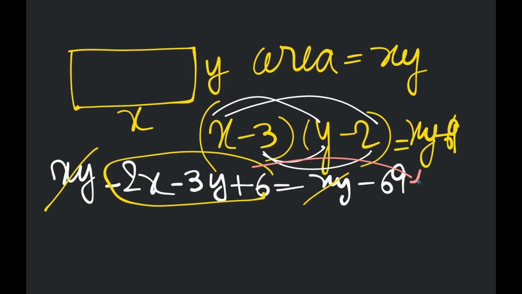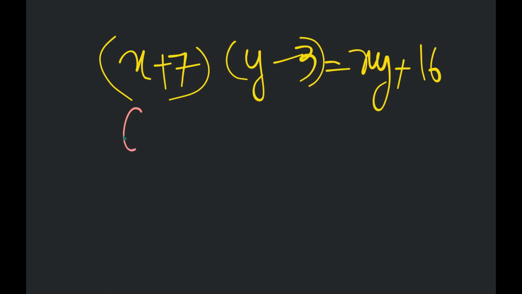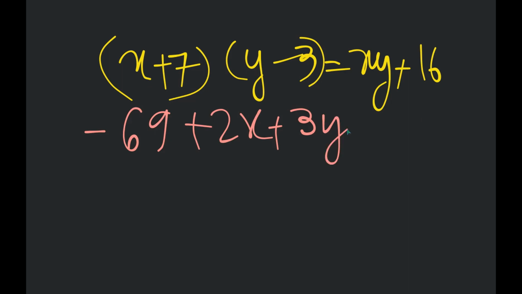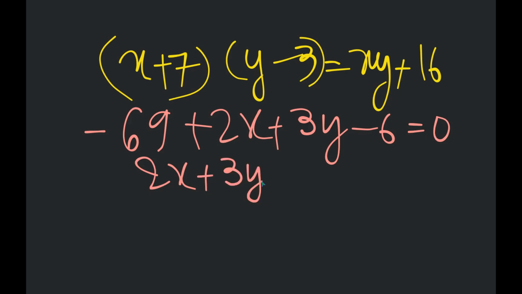Now if I take this whole term, this minus 2x minus 3y plus 6, from left to right, then what will happen? Sign will get changed, right? So sign will get changed, means 69 was minus, plus 2x plus 3y minus 6 is equal to zero. So 2x plus 3y, now 69 minus 69 and minus 6 means what? It will get added, right? So it will become minus 75 is equal to 0. Okay, this is the first equation.